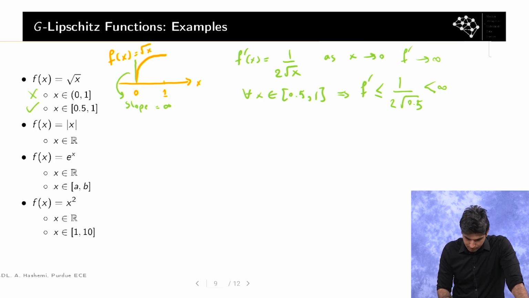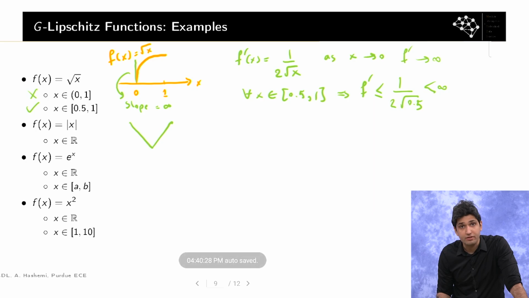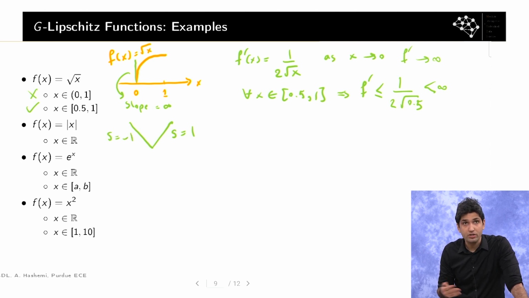All right. So the second case, the absolute value function. So let's first draw to see how this function looks. So here, again, we can determine whether it's Lipschitz or not by looking at the slope. So here the slope is equal to 1. Here the slope is equal to -1. Okay. So for all cases, the slope is bounded.